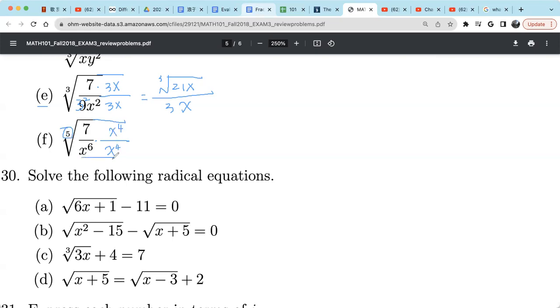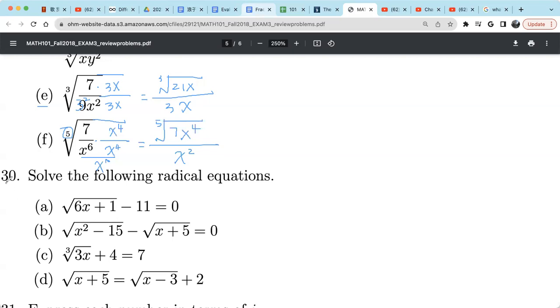Now I have x raised by 10. Okay. X raised by 10, the 5th root, that's x squared. So the denominator is rationalized to be x squared. No more radical signs. And the numerator, I still have a 5th root of 7x raised by 4.